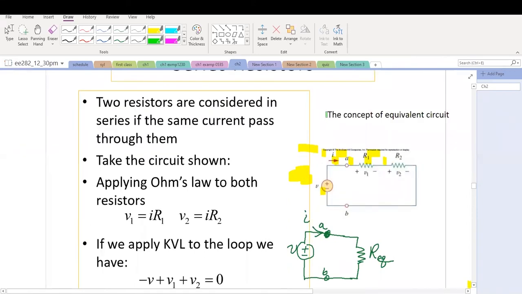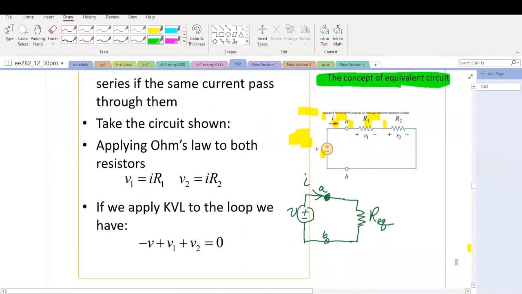Next, let's talk about the concept of equivalent circuits. This is a very important concept. We use it a lot. I mentioned this concept before in some of the videos. We're going to continue to talk about it because this is a confusing point where students sometimes make mistakes.